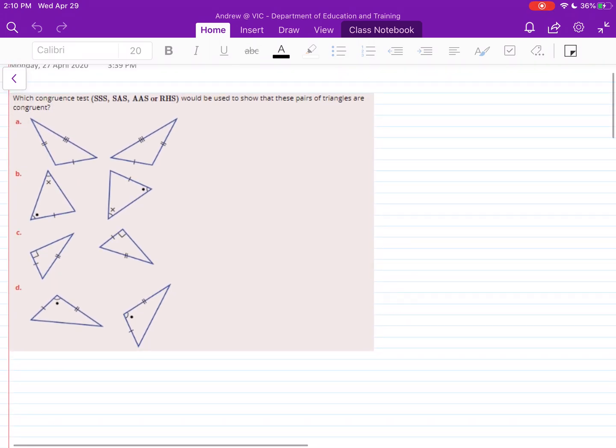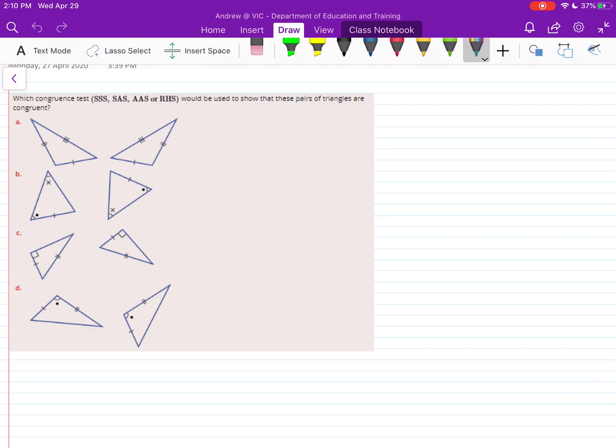Which congruence test, so SSS, SAS, AAS and RHS, would be used to show that these pairs of triangles are congruent? Okay, so we just need to remember what all of these stand for, hopefully.